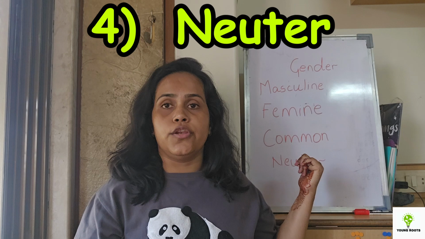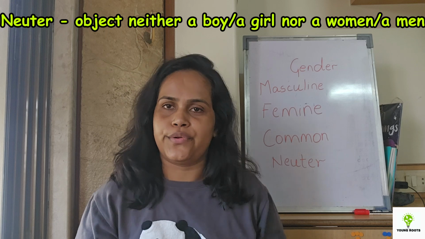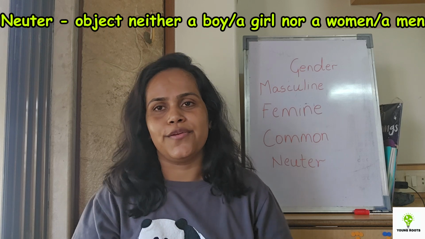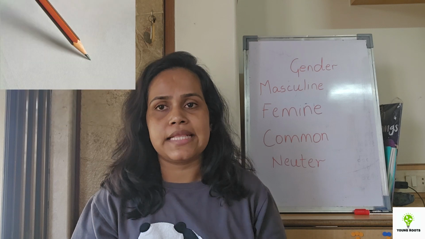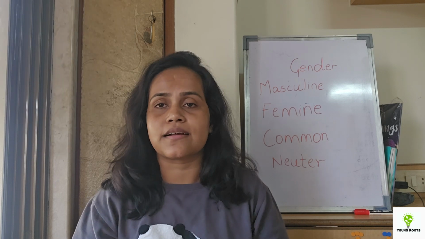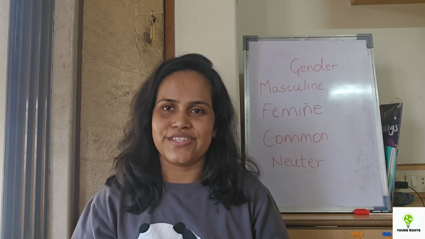Next one, neuter. Neuter is the one which you use to refer to an object which is neither a boy nor a girl, nor a woman, nor a man. For example, pen, pencil, paper. It is a naming object, but it doesn't come under any category of a gender. It is a neuter gender.